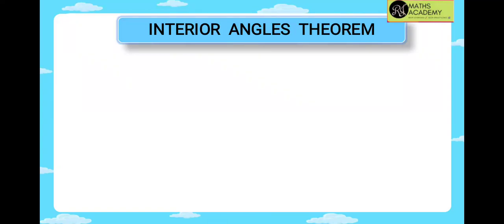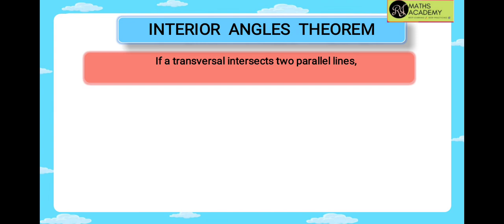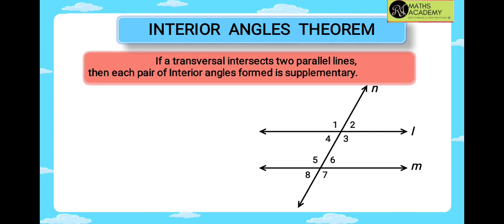So let's understand what the interior angle theorem is. The statement says that if a transversal intersects two parallel lines, then each pair of interior angles formed is supplementary. What is supplementary? Supplementary angles form 180 degrees. So here, two interior angles form 180 degrees. So what is an interior angle?